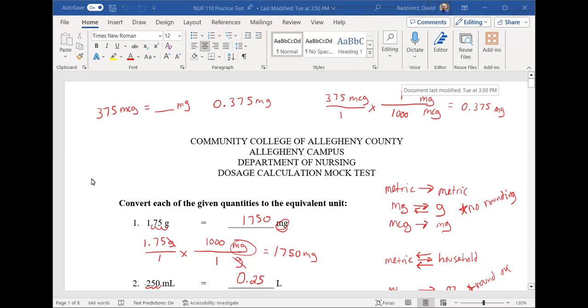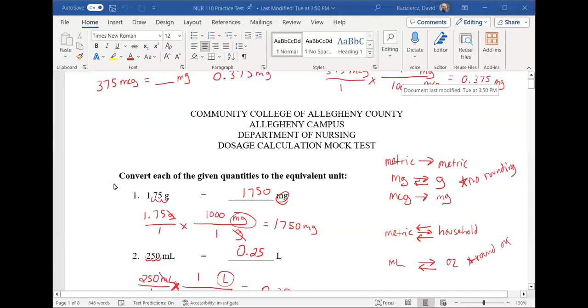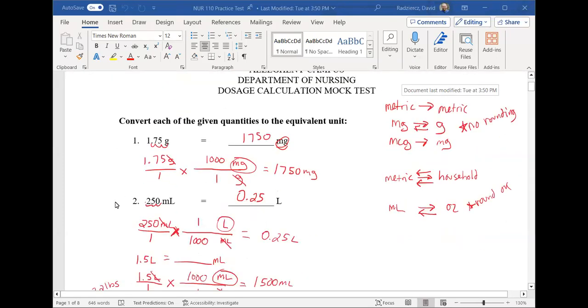I don't want to spend too much time talking about semantic type things. I want to get into reviewing some of the stuff you're going to see. Last time we discussed briefly some things like doing conversions. You need to know how to do household to metric, usually the most common route, and you need to know how to do metric to metric conversions. So if you're reviewing your blueprint, which I have a copy of in the dosage calc folder, just review the different types of questions listed there, or follow the mock test, because the mock test is very similar to what you're going to see on your actual test.